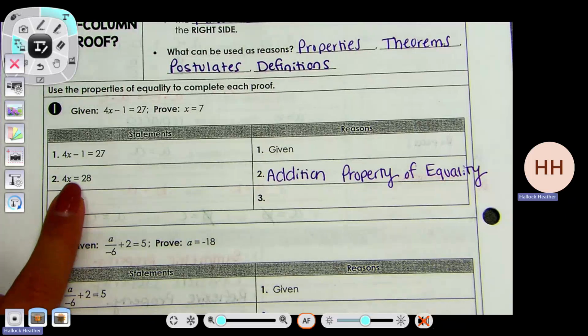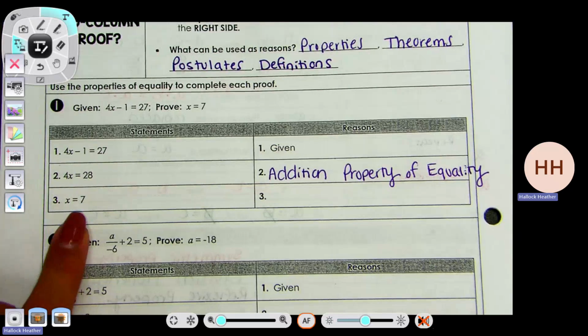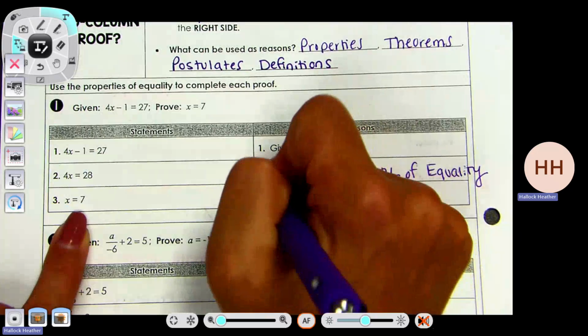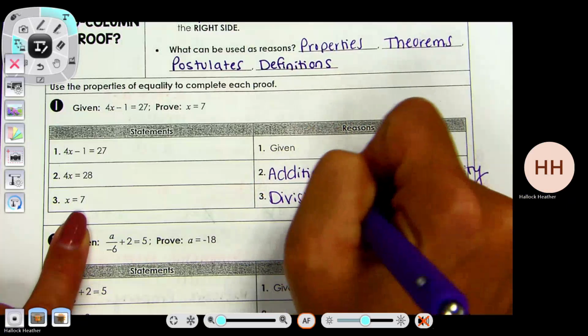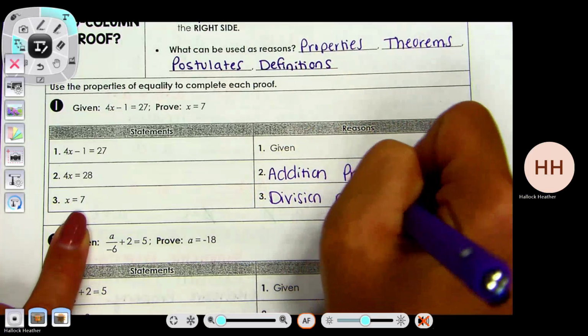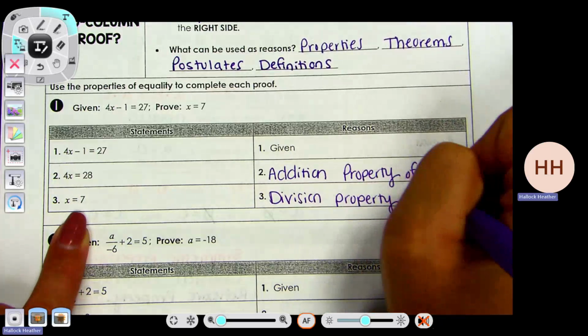And then step 2, what do we do? Division property of equality. And then you would get x equals 7. So it's not showing the work, but it's doing the math. So division property of equality. And then you're done. That was easy.